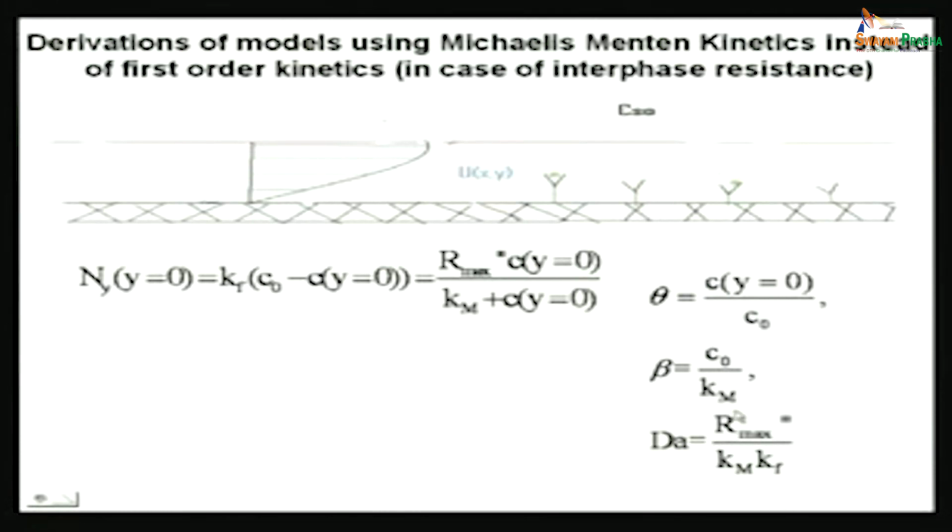So, the Damkohler number over here is given as R max double prime over Km times Kf, Km being the Michaelis constant, and Kf being the mass transfer coefficient. This is something new, and we have not defined the Damkohler number in this way previously. Why? Because we never handled a nonlinear reaction before.